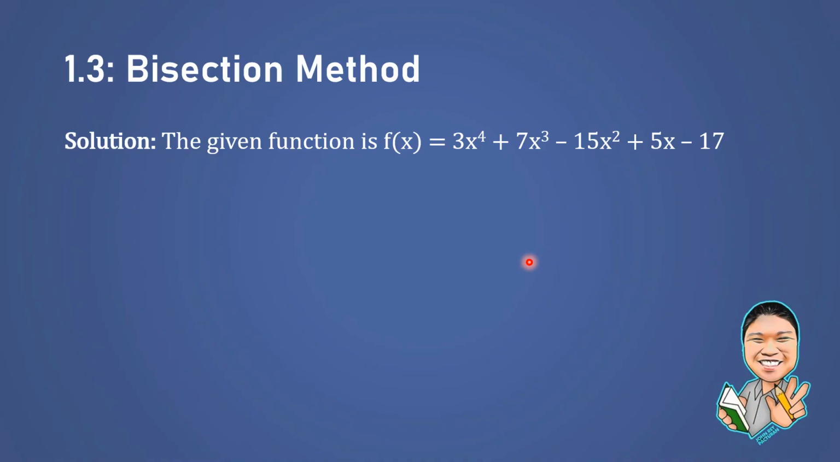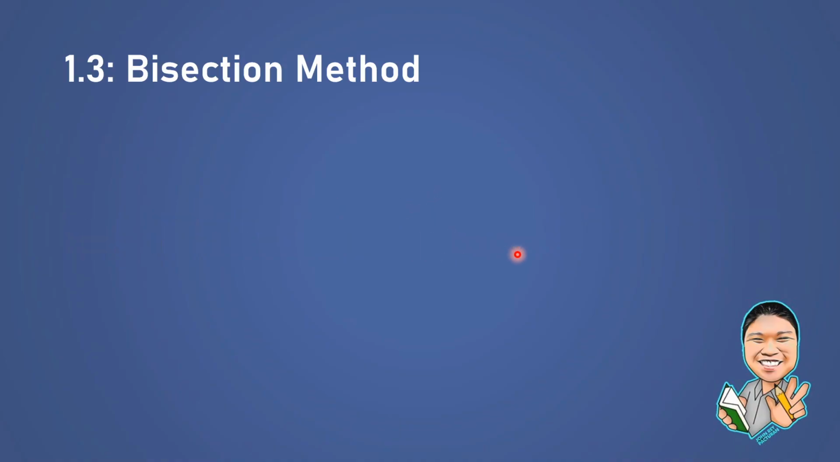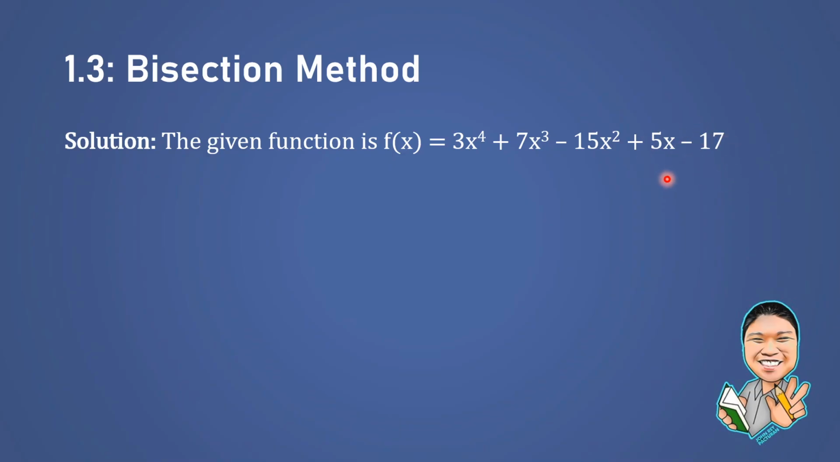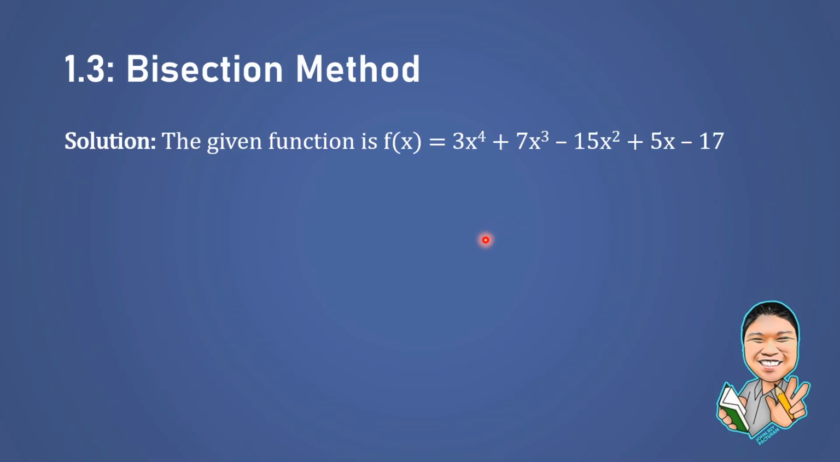So, this is the solution. The given function is f of x equals 3x to the 4th plus 7x cubed minus 15x squared plus 5x minus 17. Actually, all you do is move the 17 to the other side so that the right side becomes 0. That is the method to get f of x. Some of you might be confused about why a negative suddenly appeared. Again, what I did was move the 17 to the left. So, we now have the function f of x.